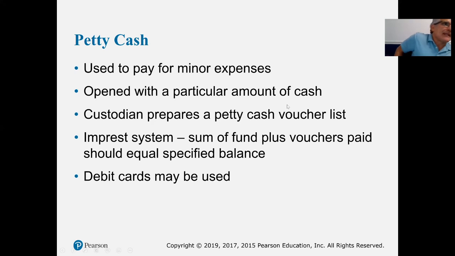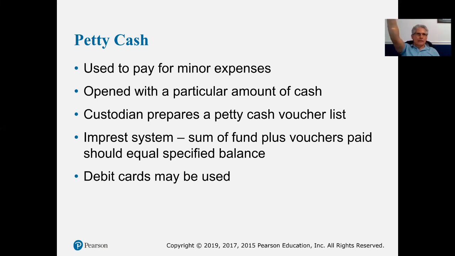We open the petty cash with a particular amount of cash. It used to be back in the day, $100. Maybe the policy now is more like $500, and I'm sure there's a lot of companies that have a petty cash fund of up to $1,000. Now you're going to identify a custodian of the petty cash. That's kind of like the one responsible for the petty cash, and they're going to prepare a petty cash voucher list, all right? And so as they're issuing out the money to those who are requesting petty cash, the custodian keeps a list of who they're giving the money to and for how much and what the purpose is.